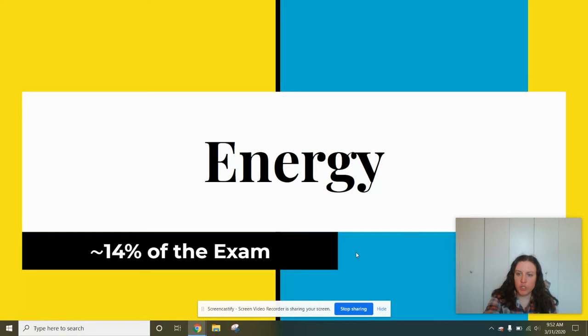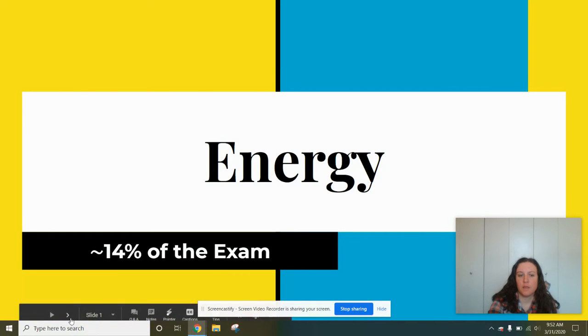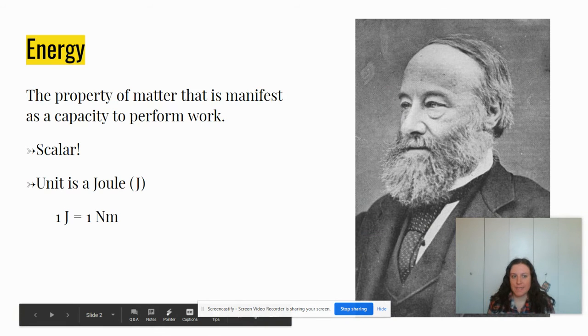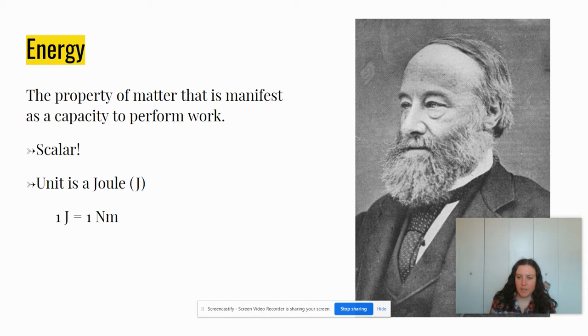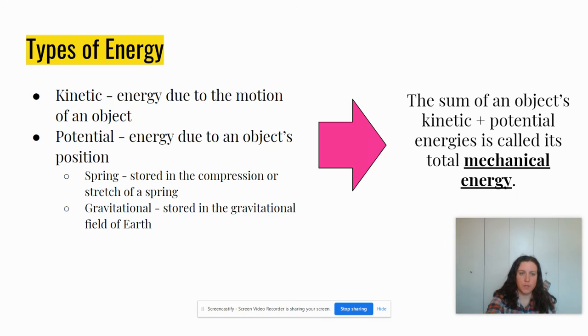Okay, so energy. Property of matter that is manifest as a capacity to perform work. This guy right there, James Joule. Notice there is no vector sign. Energy is a scalar. The unit joule is the same thing as 1 Newton meter. So types of energy, we're just talking about mechanical energy. There are lots and lots of other types, but we just talk about mechanical.